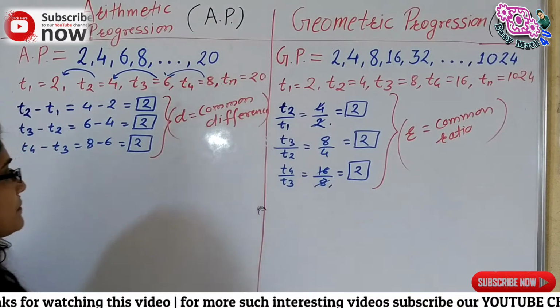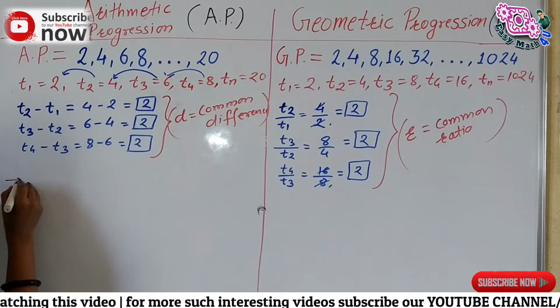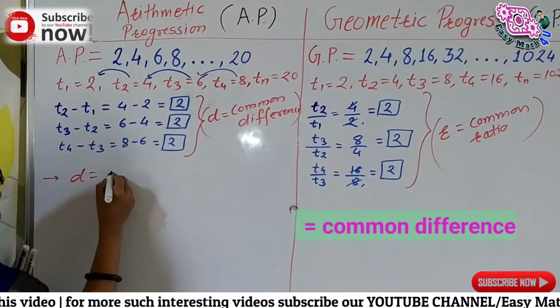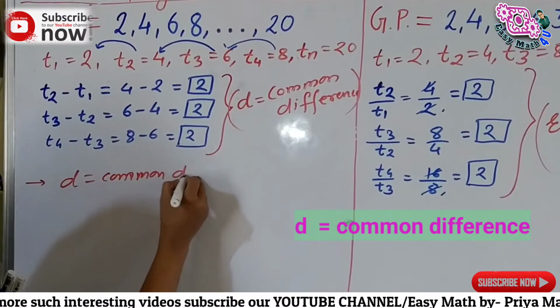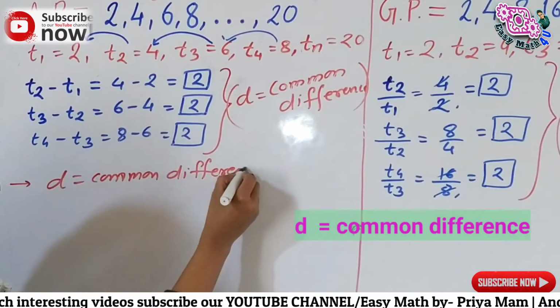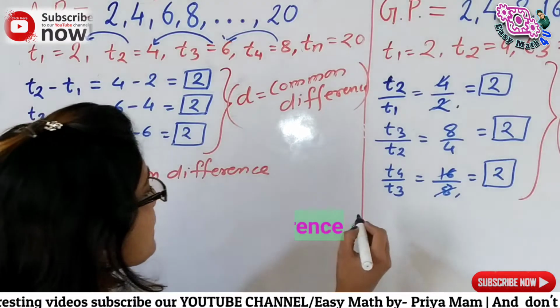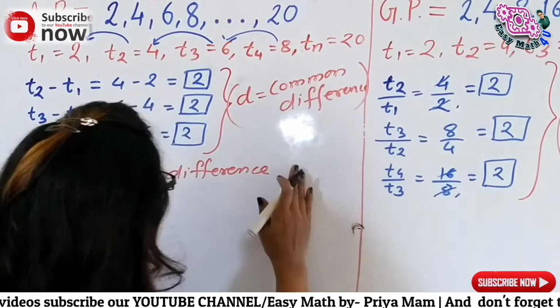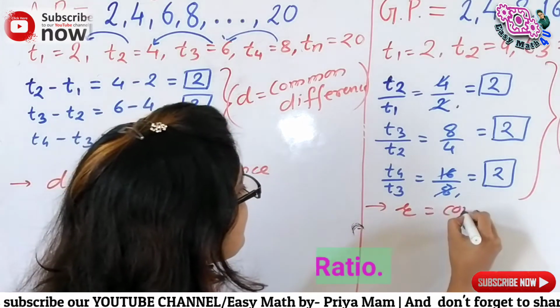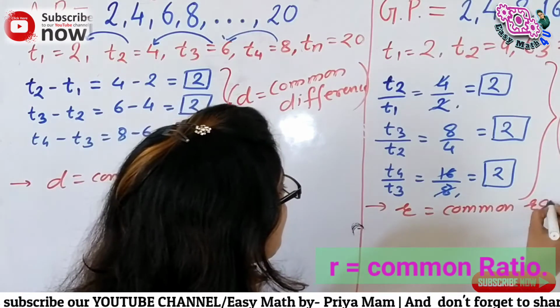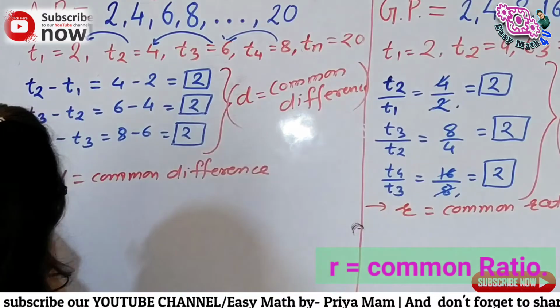Okay, now in this we calculate D, common difference, and in this there is R, that is common ratio.